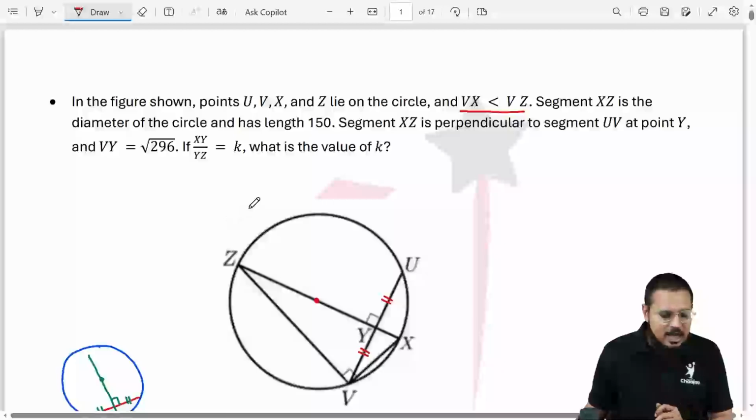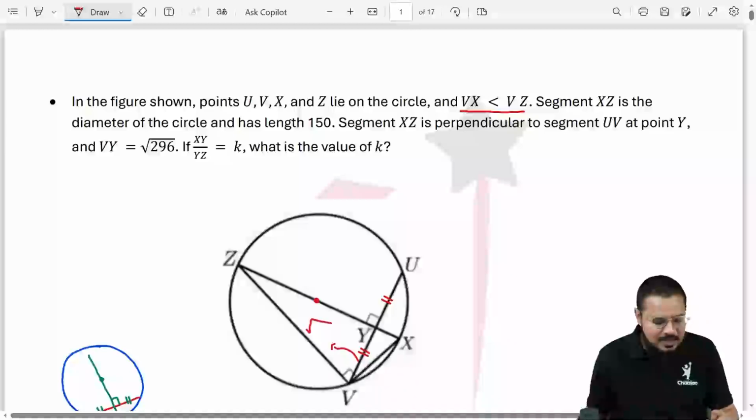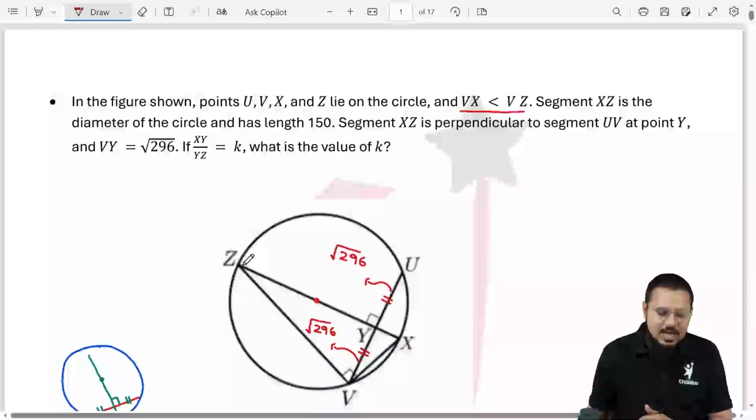Now, what else is given to us? We know the diameter's length is 150, but very important information here is that we know what VY is equal to. That's under root 296. So I can name this as under root 296, and obviously this should also be under root 296 as per the first property that I just discussed. Now, I know the entire length of XZ, but I don't know the breakup of XZ into ZY and YX.